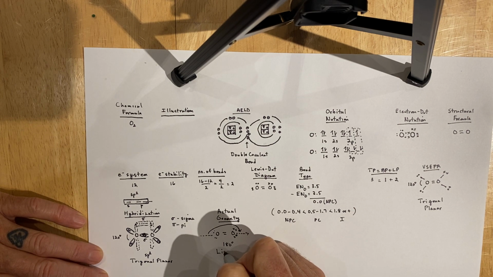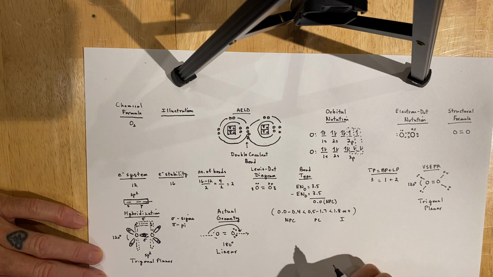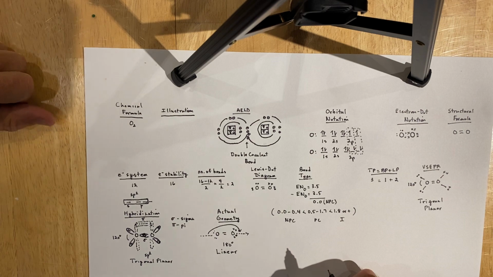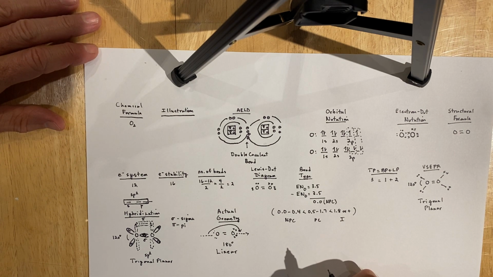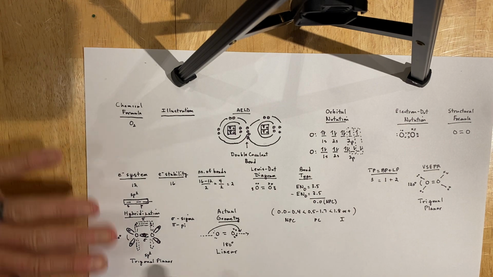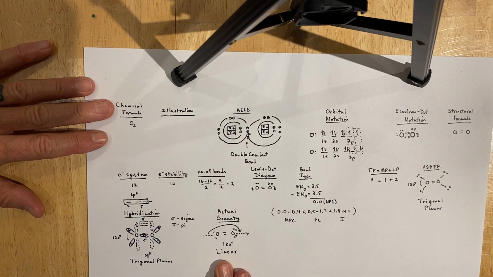We say that the actual geometry of the oxygen molecule is linear, which is true of all the homonuclear diatomic molecules that make up the Hofbrinkel gases: hydrogen, oxygen, fluorine, bromine, iodine, nitrogen, and chlorine. They're all diatomic molecules with a 180-degree bond angle.